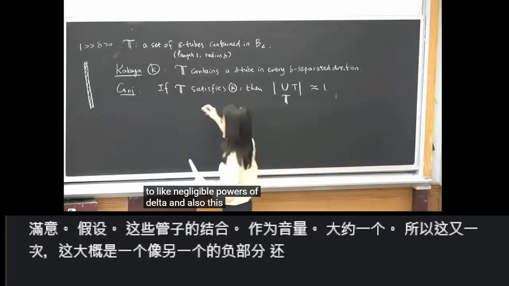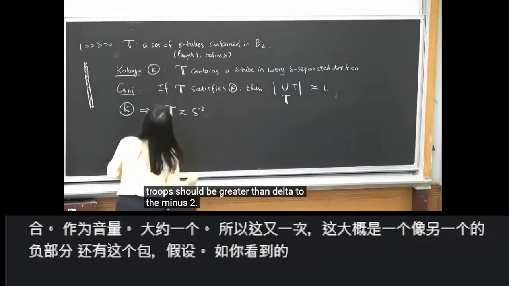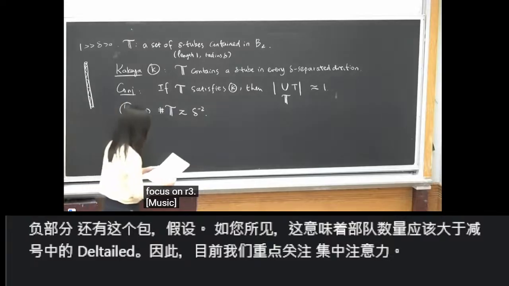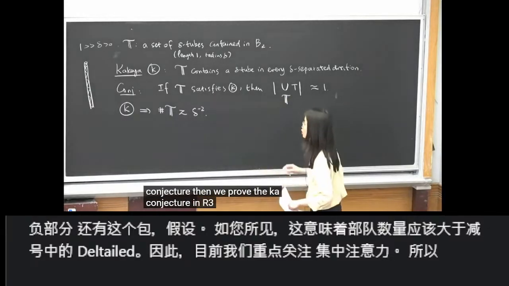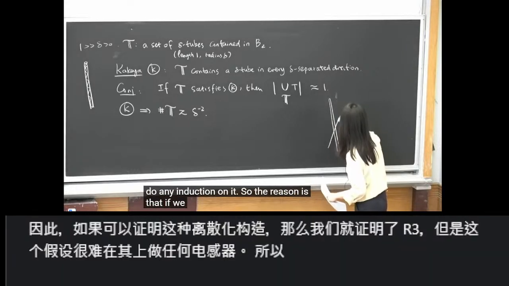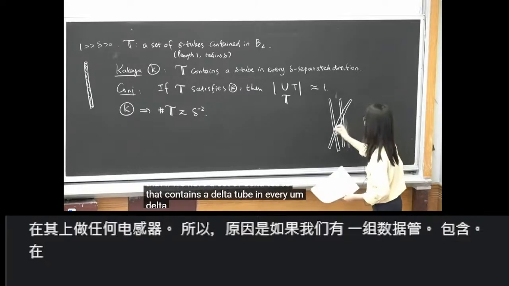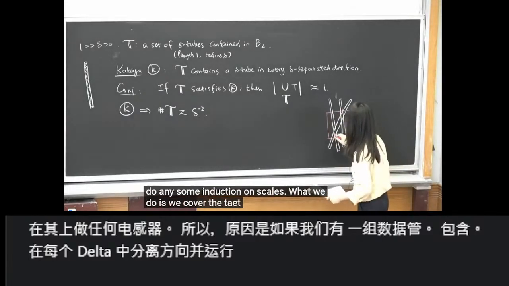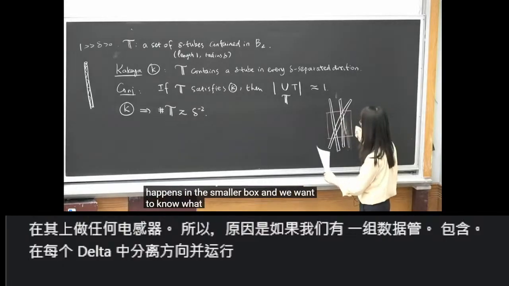And also this Kakeya assumption, as you can see, implies that the number of tubes should be greater than delta to the minus 2. So for now, we focus on R3. If one can prove this discretized conjecture, then we prove the Kakeya conjecture in R3. But this Kakeya assumption turns out to be very hard to do any induction on. The reason is that we have a set of delta tubes that contains a delta tube in every delta separated direction, and to do induction on scales, we cover the Kakeya set by some smaller boxes, and then we want to run the induction. We say that we know what happens in the smaller box, and we want to know what happens in general.